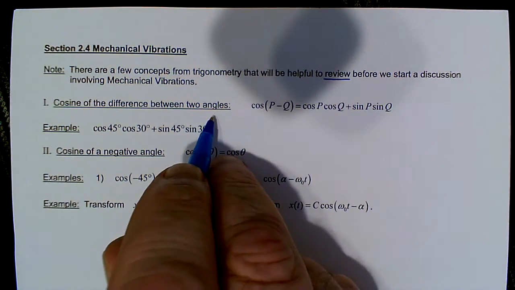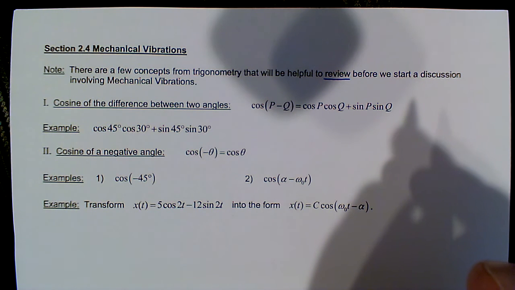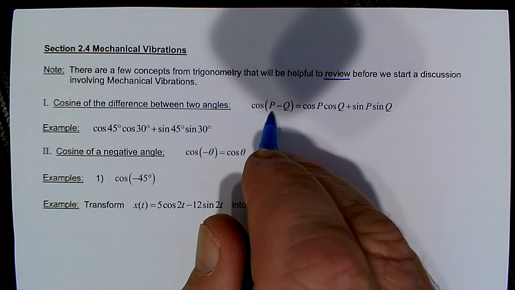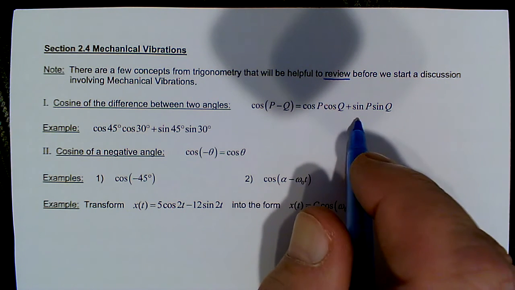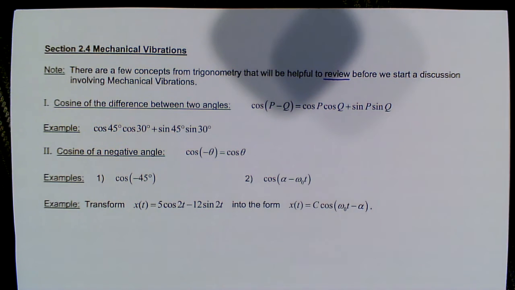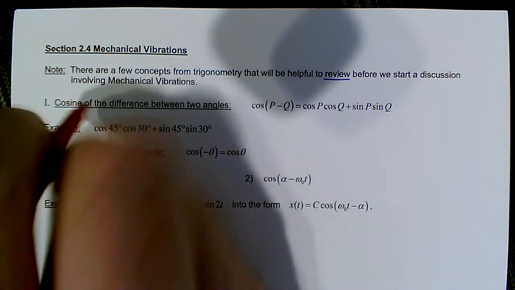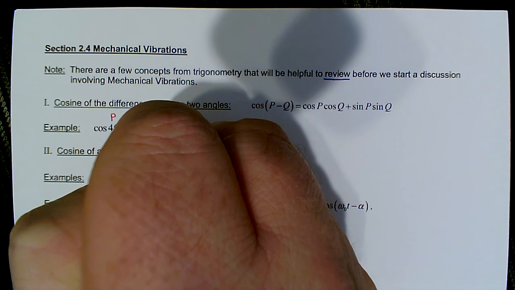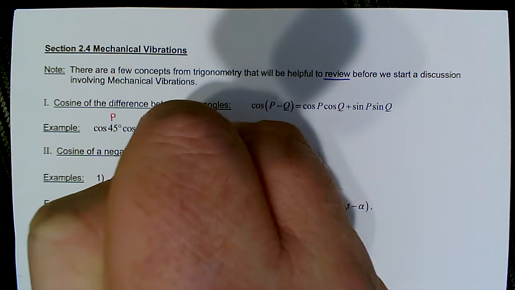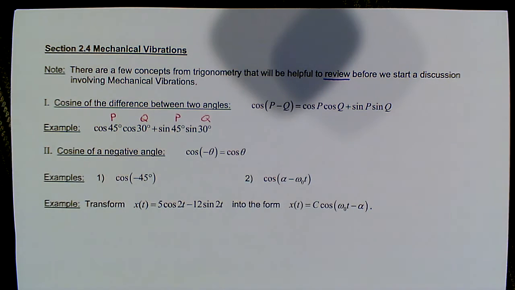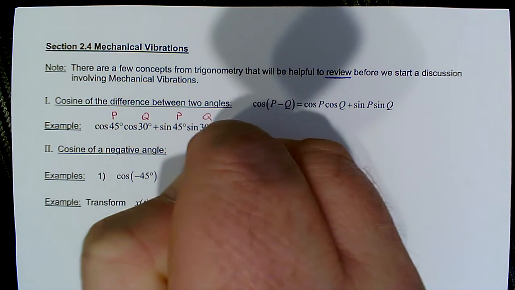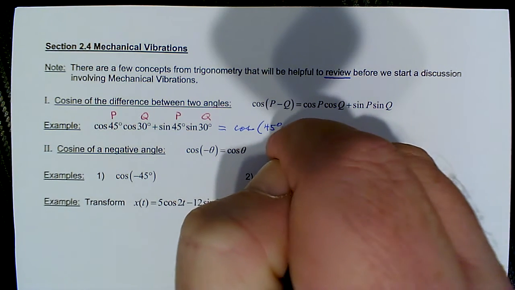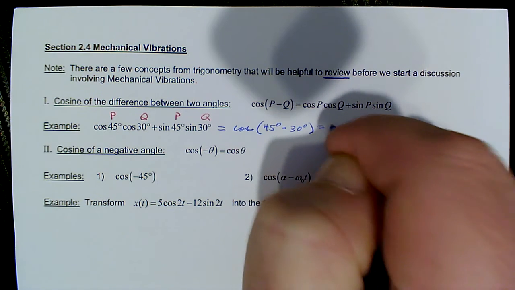So the last time you saw the cosine of the difference between two angles was probably in a pre-calculus course, and I don't think you spent very much time on it, but here's the identity. Cosine of p minus q is cosine p cosine q plus sine p sine q. And in the example, we basically just have to identify this in reverse. Notice how the 45 degrees is behaving as the P and the 30 degrees is behaving as the Q. And so therefore it's fitting the form, and that results in cosine of P minus Q, or in this case cosine of 45 degrees minus 30 degrees, or cosine of 15 degrees.